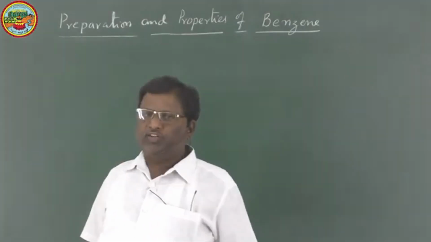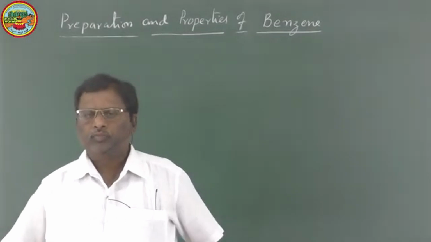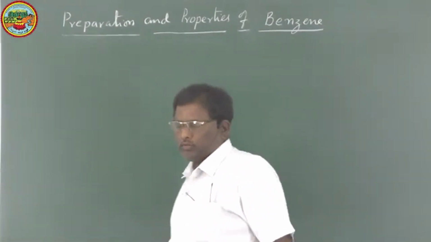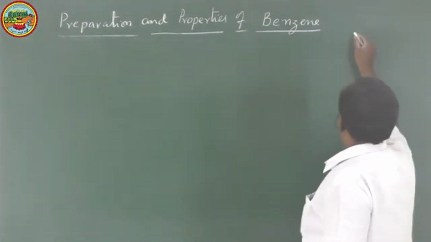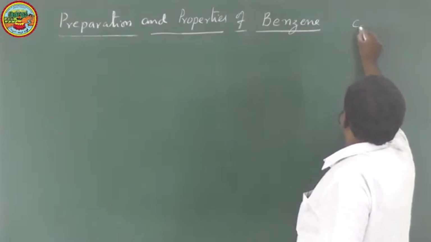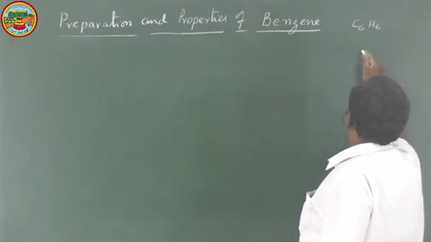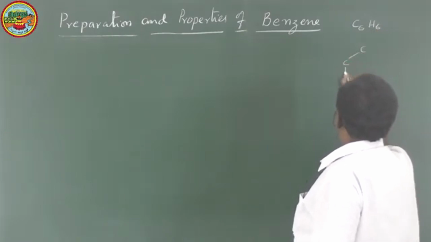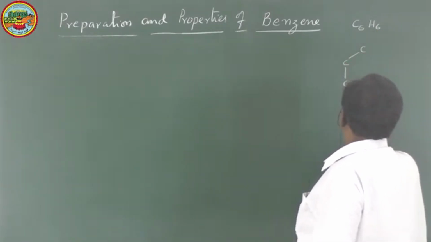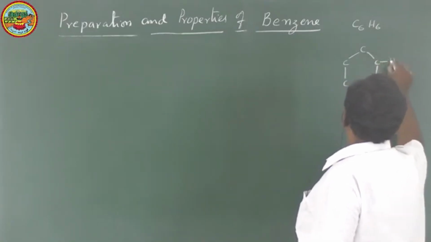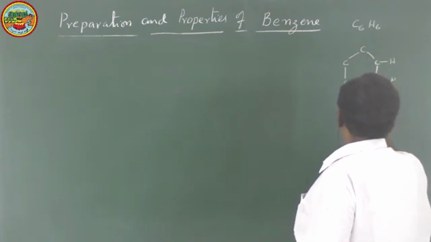Preparation and properties of benzene. Benzene is an aromatic compound. It has a cyclic structure. Its formula is C6H6. Six carbon atoms are arranged as a hexagonal ring like this, and each carbon contains one hydrogen.